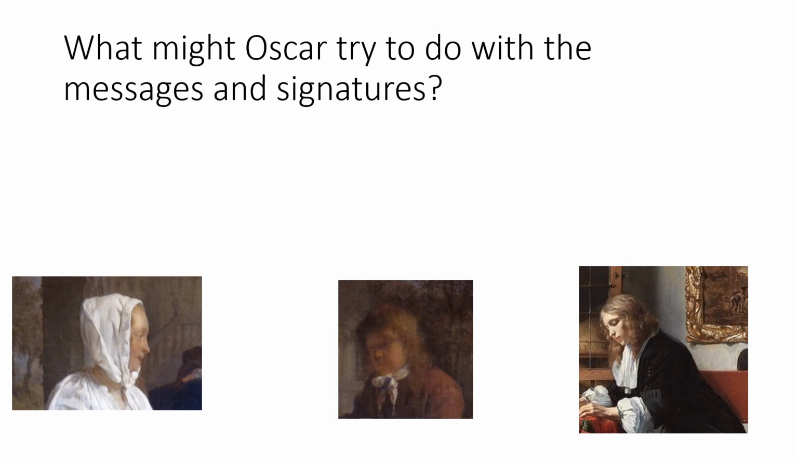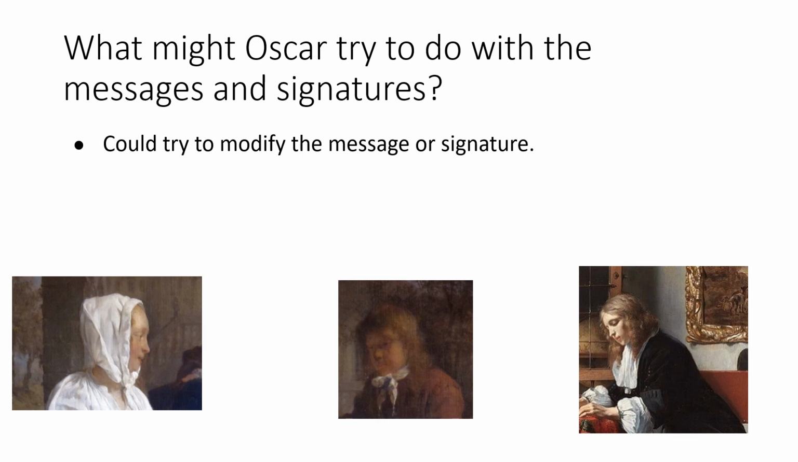So let's suppose that Oscar is there trying to get in the middle. What might Oscar try to do with the messages and the signatures? He just wants to mess things up. What might he try to do? Okay, he could try to modify the message or signature, right? He shouldn't be able to do this, right? That's why we have authentication and integrity, but this is something that Oscar is going to try to do.